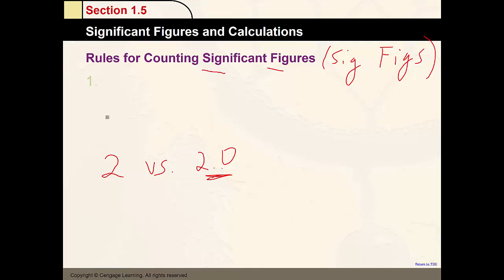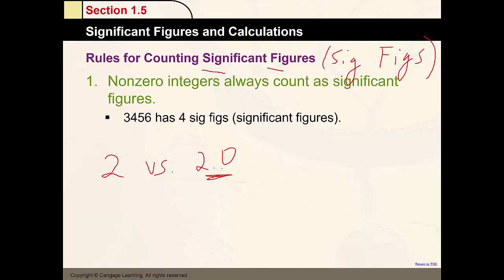And when counting sig figs, the most important number is 0 that determines how many sig figs are in a given number. So first off, any non-zero integer, so 1 through 9, those are always significant. So if we have the number 3,456, all of those numbers, 3, 4, 5, and 6, are non-zero. So each of those count as significant figures. So that number has 4 sig figs. So any number without a 0, all you simply do is count the number of digits, and that is the number of sig figs.